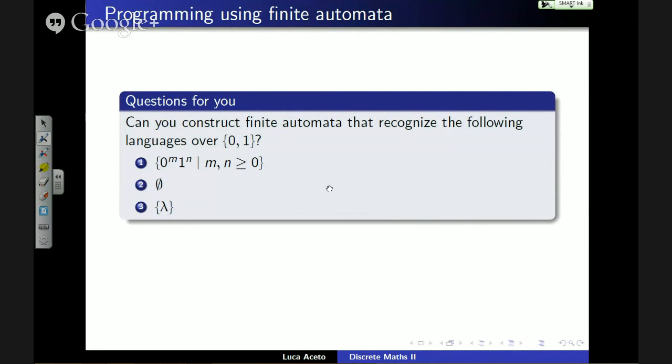This is again a language over the collection of bits, and it consists of all the bit strings that start with some number of zeros, possibly no zero at all, because M can be 0, followed by some number of ones. And there is no relationship whatsoever between the number of zeros and the number of ones. And the number of zeros and the number of ones can be none. So what is the shortest string in this language? The empty string. You write no zeros followed by no ones.